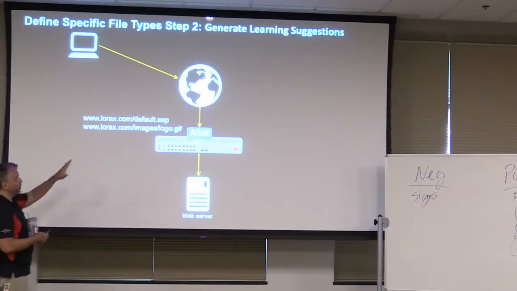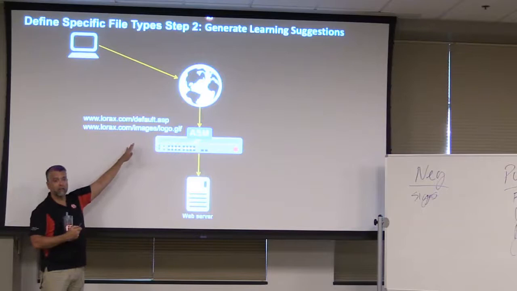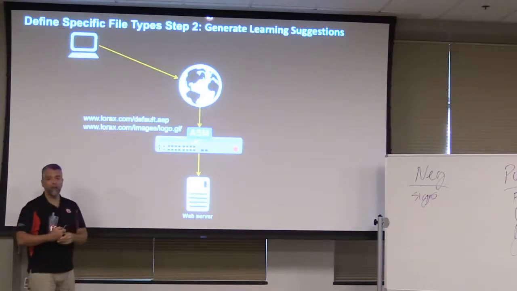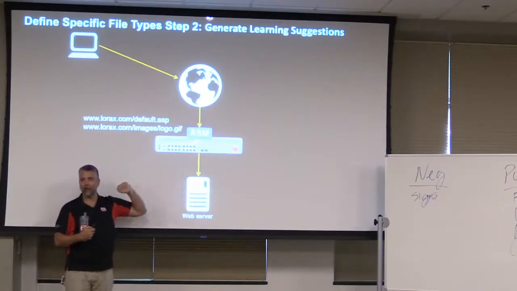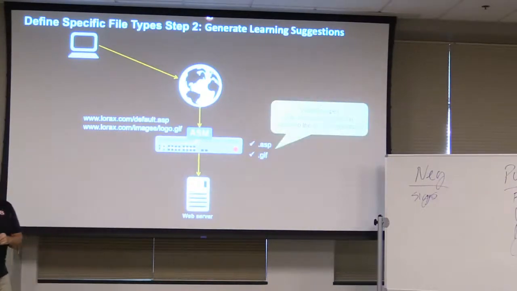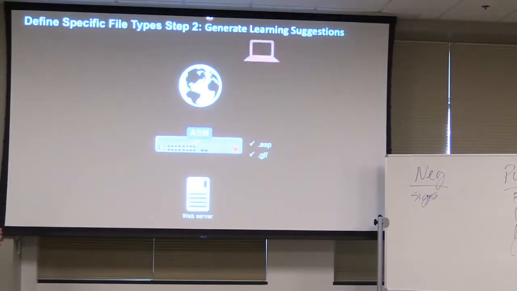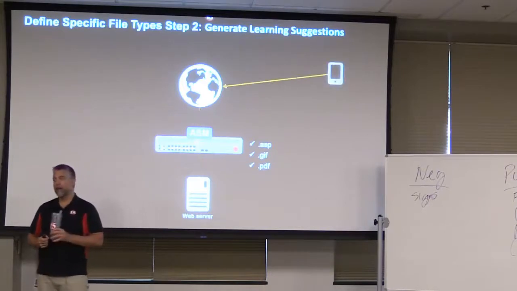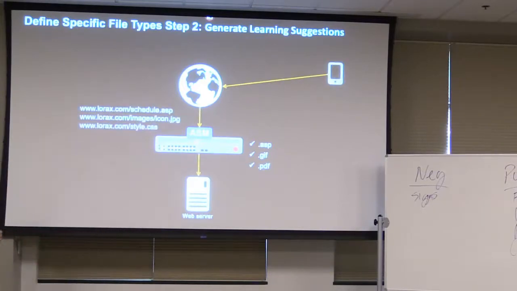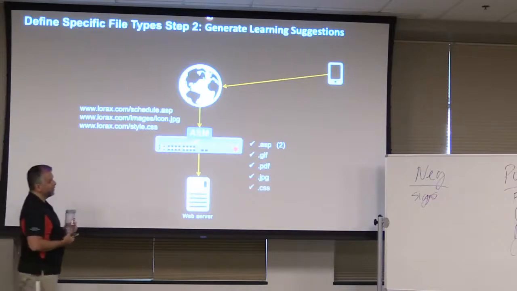And at this point now, every time a request comes in for the ASP and GIF, as long as those get valid response codes from the web server, then those file types will be added to what is called the suggestion list. Very key to understand. This is a suggestion list. It's not the file type whitelist. It's just suggestions. And more requests come in for a PDF file. That's going to get added to the suggestion list. And this continues.